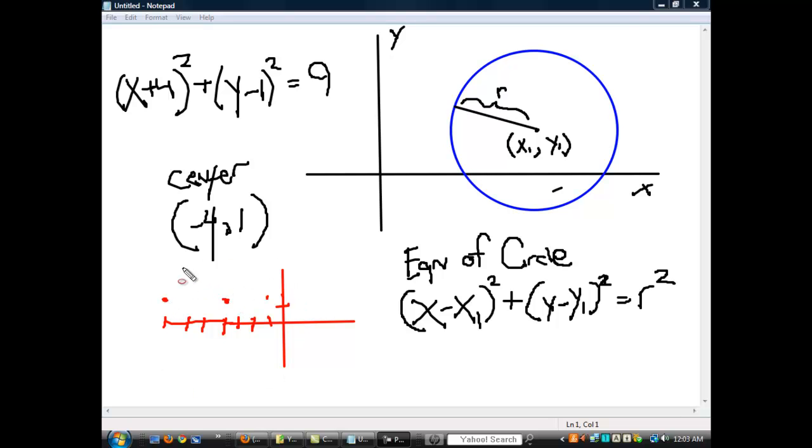I'm going to try to draw this. It's not going to be very good, but we're going to try it anyways. It's basically like that, kind of. That's the circle that we're dealing with.